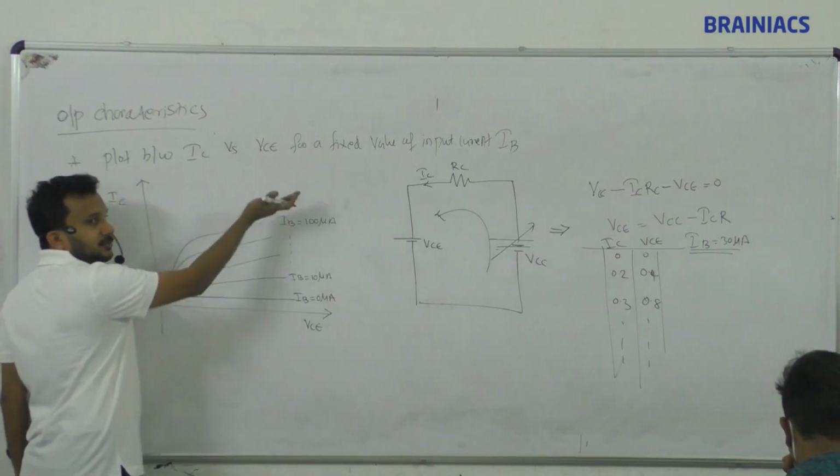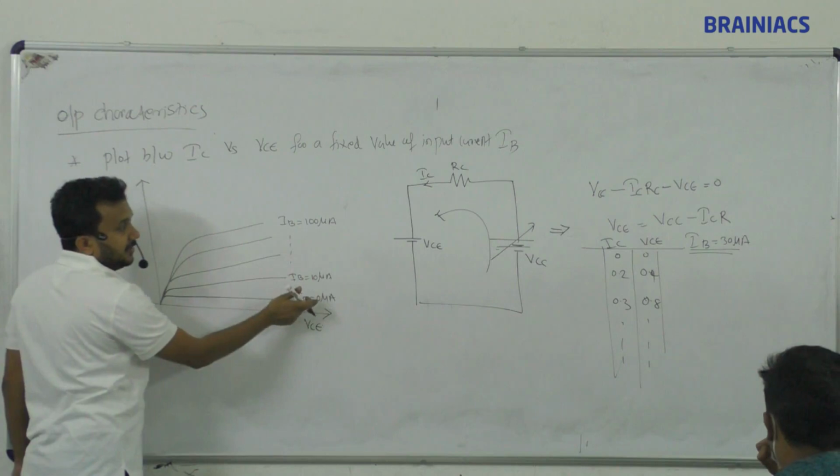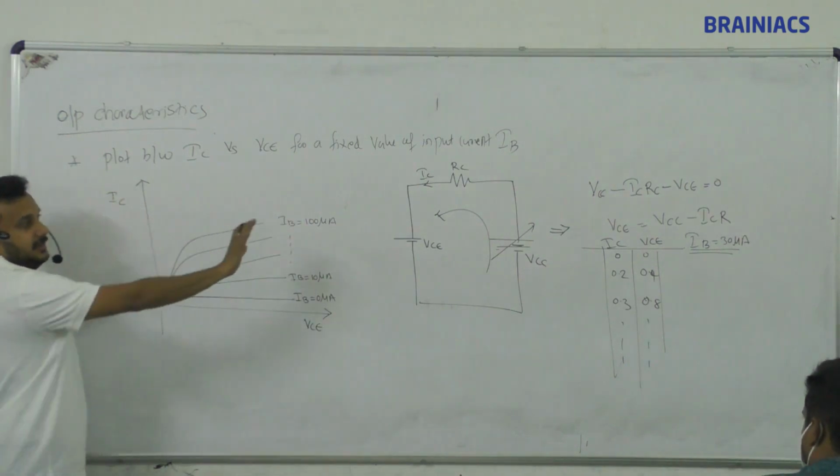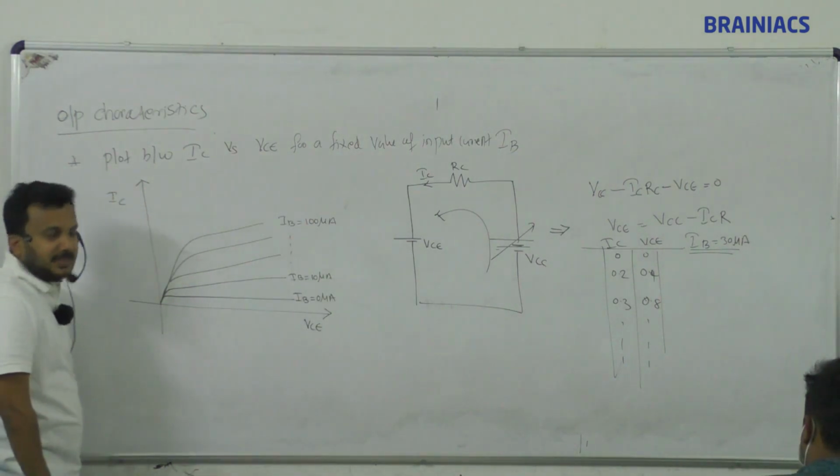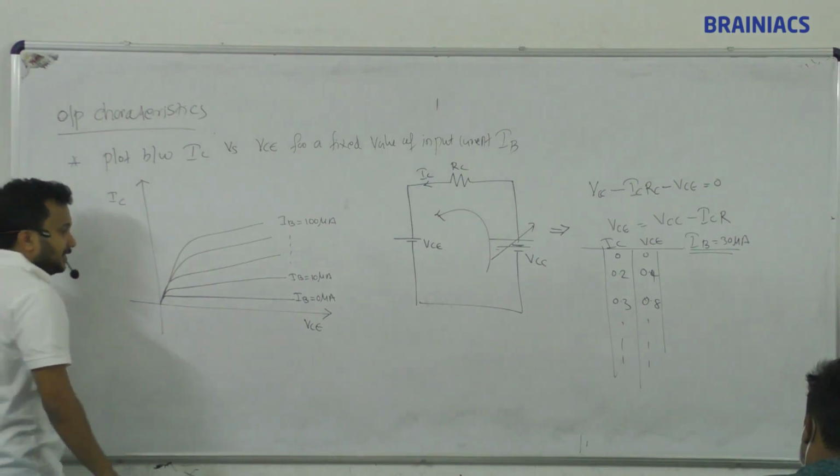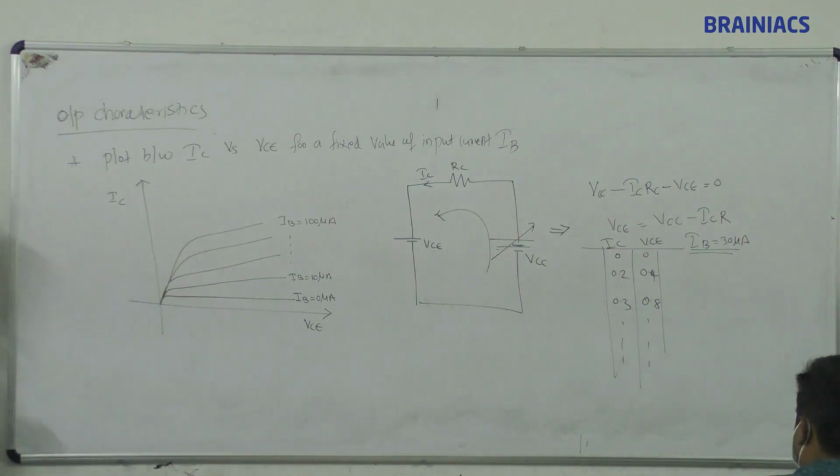For different values of IB, I have created almost 10 tables, from 0 to 100. Based on this I got the graph. Next, what is the speciality or the significance here? This is important.